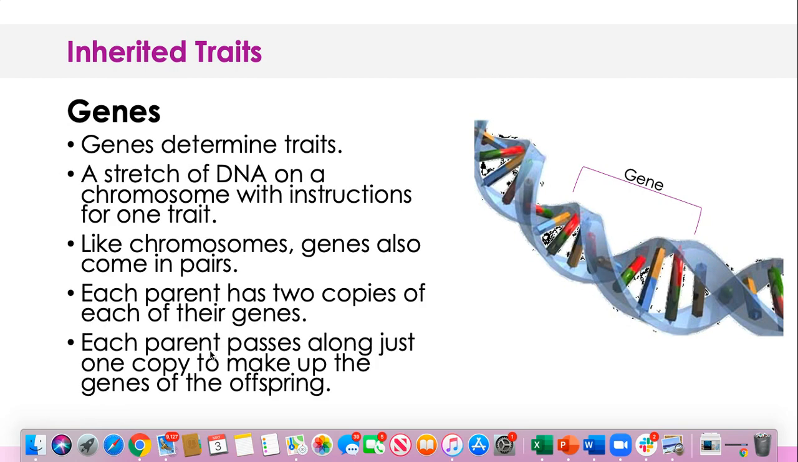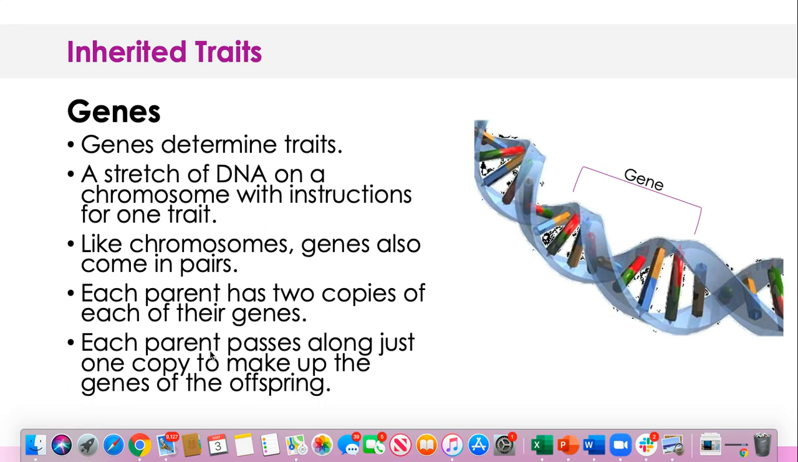Now let's talk about a gene. Once again, this was another vocabulary word. A gene determines your actual traits, okay? So genes make up your DNA. A whole lot of DNA makes up your chromosomes. A whole lot of chromosomes makes up your nucleus. Say it all together for me. Genes make up DNA. DNA makes up chromosomes. Chromosomes make up the nucleus.